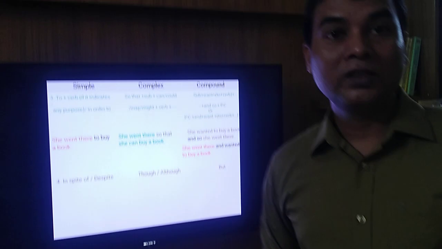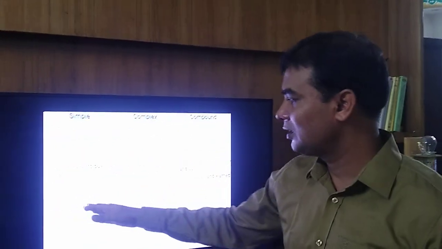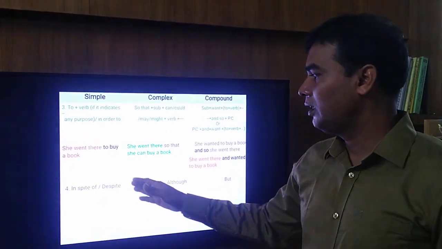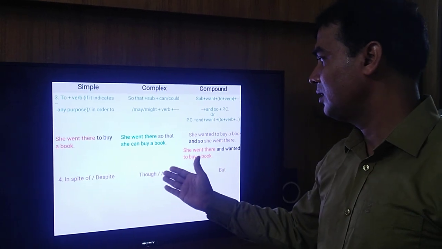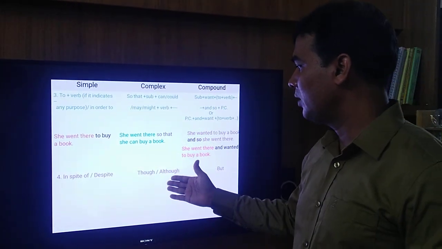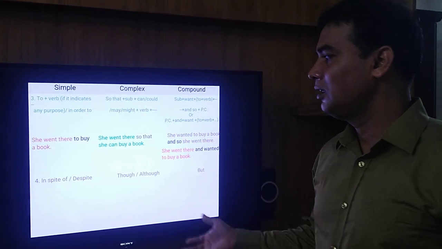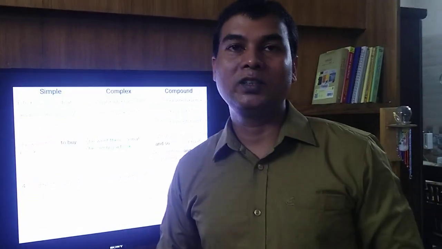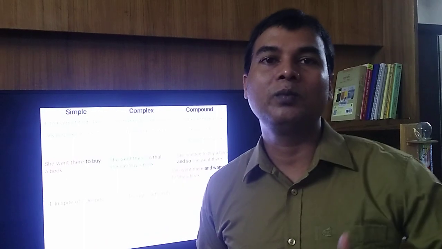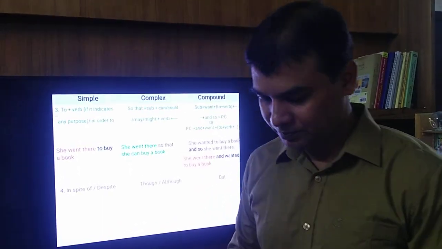And the fourth technique: "in spite of" or "despite" in a simple sentence. In a complex sentence you have to use "though" or "although", and in a compound sentence "but". Remember, "in spite of" or "despite" always indicates the opposite thing, the opposite sense.